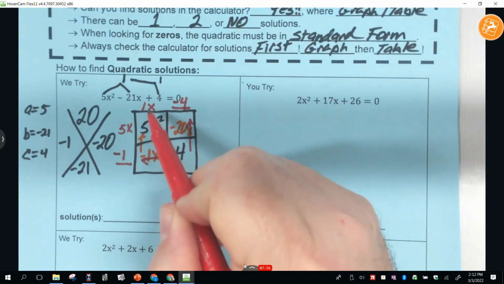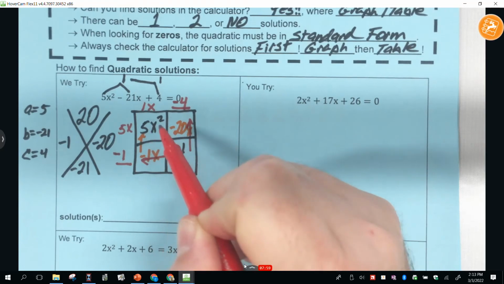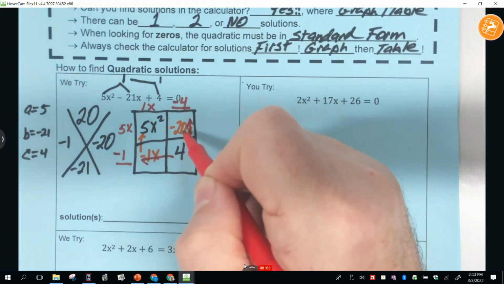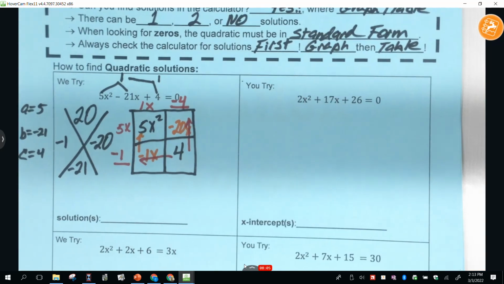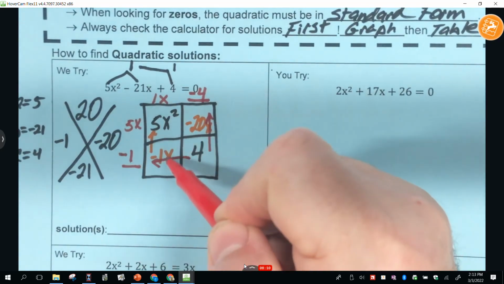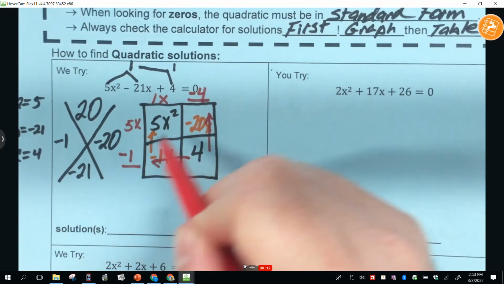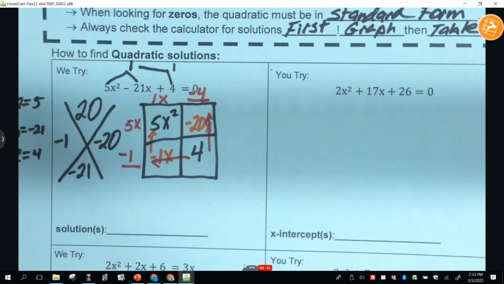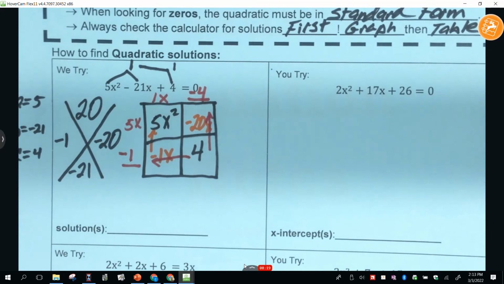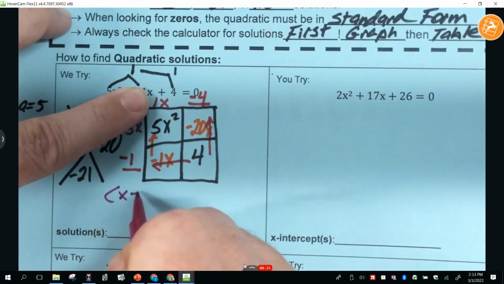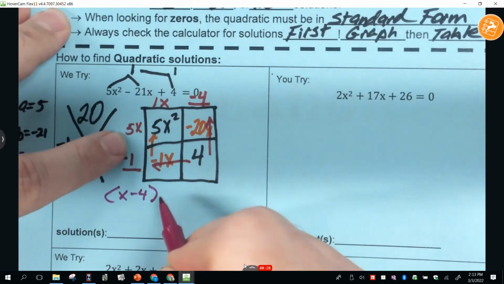So 5x times 1x gives us 5x squared. 5x times negative 4 gives us negative 20x. And then 1x times negative 1 gives us negative 1x. And then negative 1 times negative 4 gives us 4. Okay? So our factors are going to be x minus 4 and 5x minus 1.